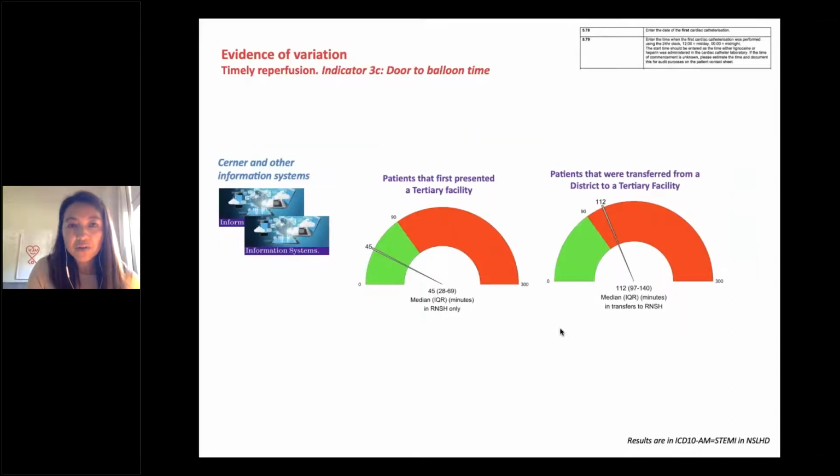The next thing we wanted to do was to capture the door to balloon time. We extracted data from multiple information systems here, the information system in the cath lab and also the Cerner EMR. Once we massage that data, we can extract out the door to balloon time for patients who present to a PCI capable facility versus those who present to a district facility prior to a PCI capable facility.